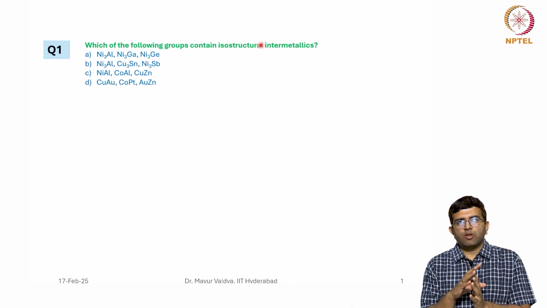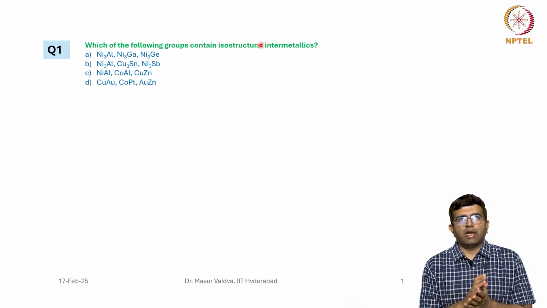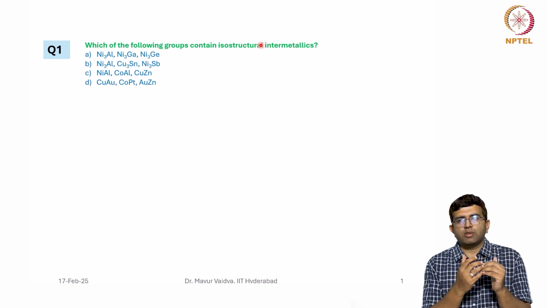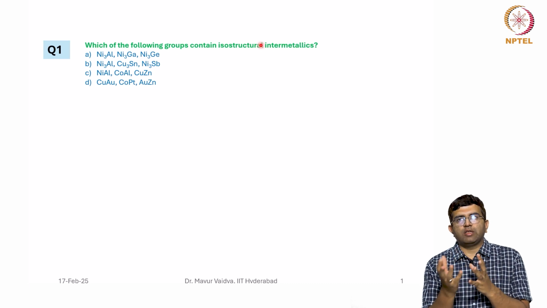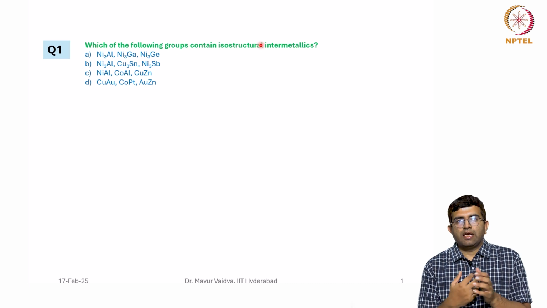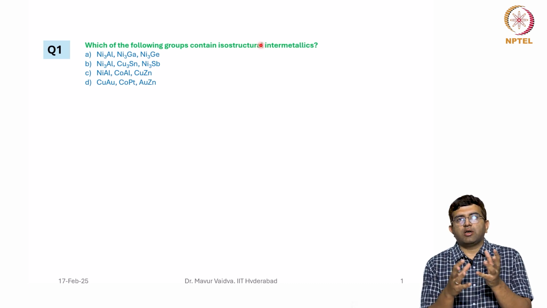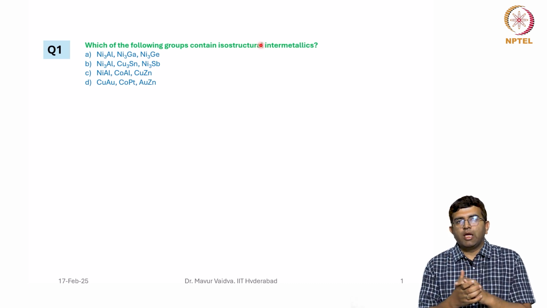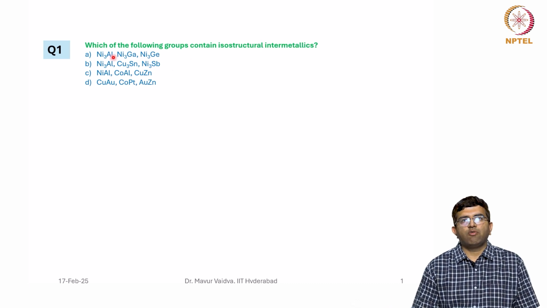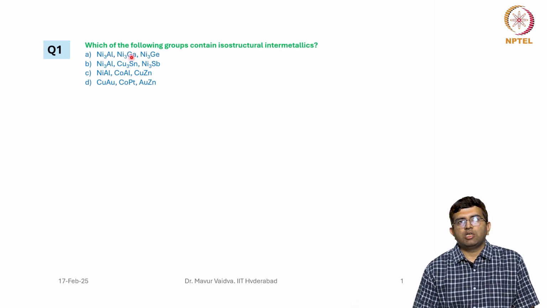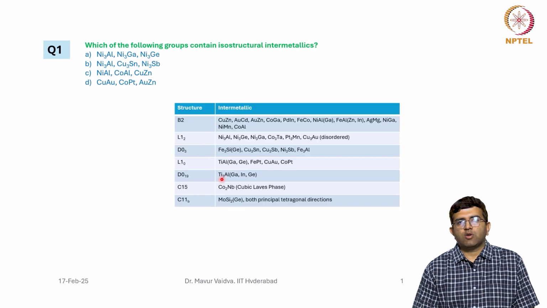See, the intention of this question is not really to test your memory, but to impress upon you the fact that you should not think that if the formula of two intermetallics is the same, then they will be isostructural. That need not be the case. It depends upon the elements which are involved. For example, in this question, Ni3Al, Ni3Ga, Ni3Ge all have the same structure, as also given in this table. This structure is the L12 structure.